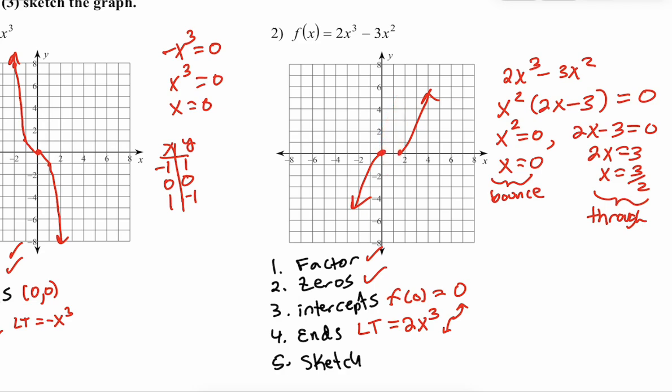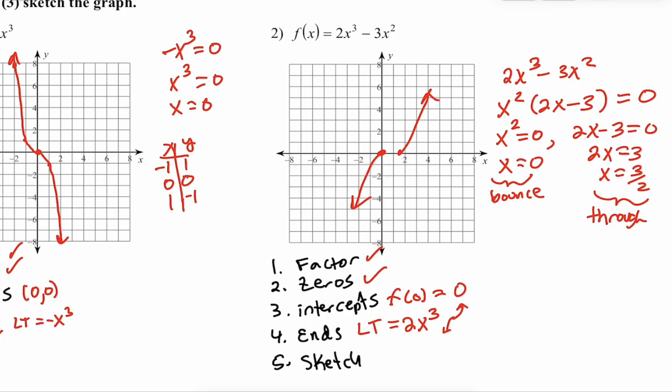Because remember, a polynomial should be drawn without ever lifting your pencil. So we need some kind of bump. Now, if we went through 0, it would be up here. But if we bounce at 0, we need a little parabola shape there.